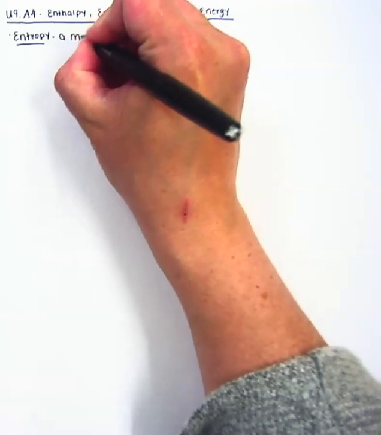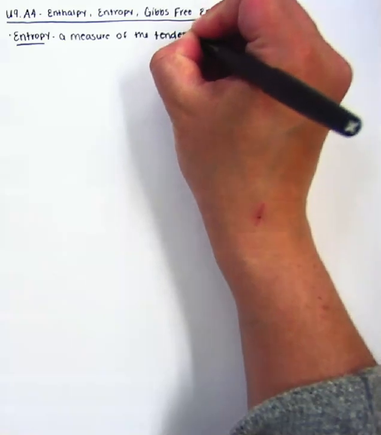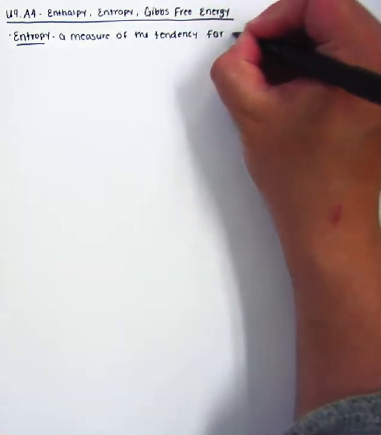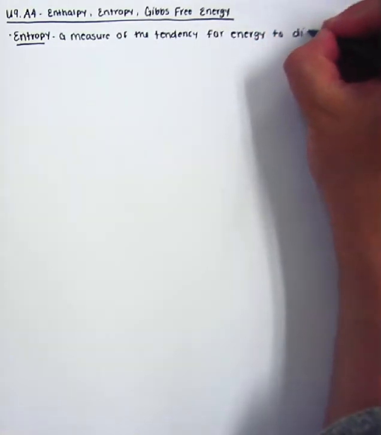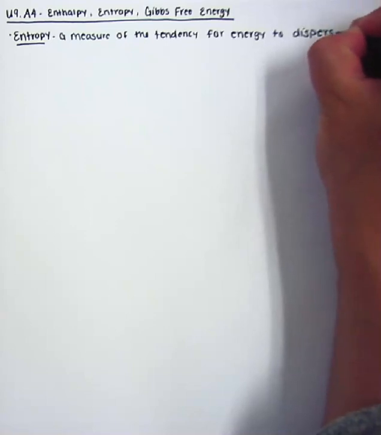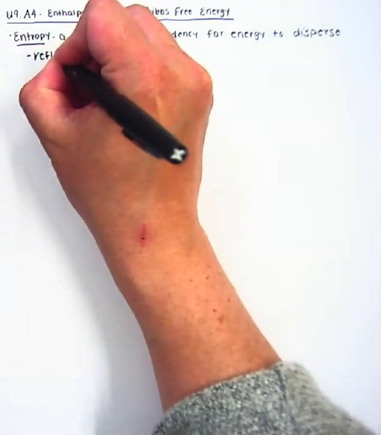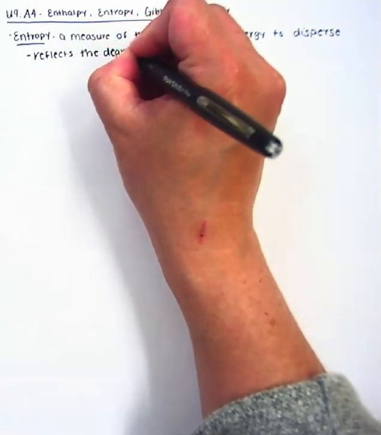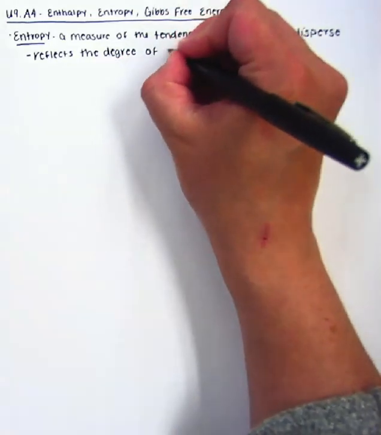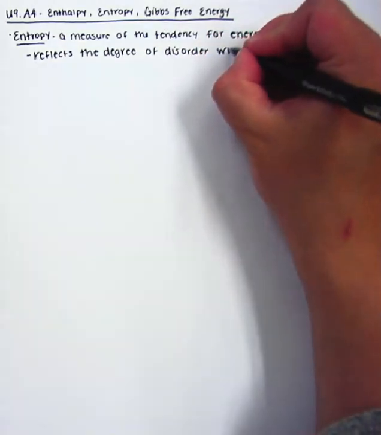Entropy is a measure of the tendency for energy to disperse. What that kind of means is entropy reflects the degree of disorder with particles that carry the energy.